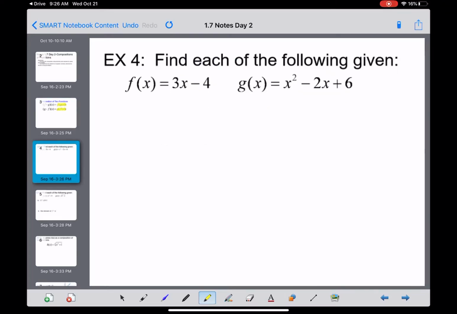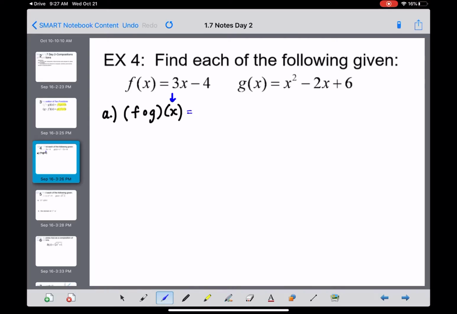So you see there in your example, we're going to find each of the following given these two functions. So we have, again, f of x is a linear function, g of x is a quadratic function. So the first one we're going to find for part A is f of g. That's how we say that, f of g of x. And remember, as I mentioned in the last section, when you have an x here, that means your answer will include a variable unless they cancel out.